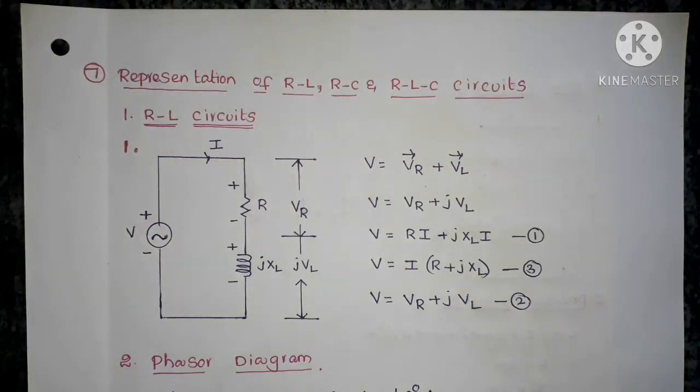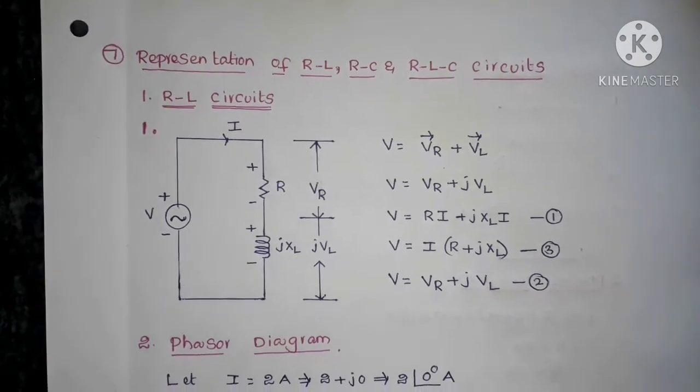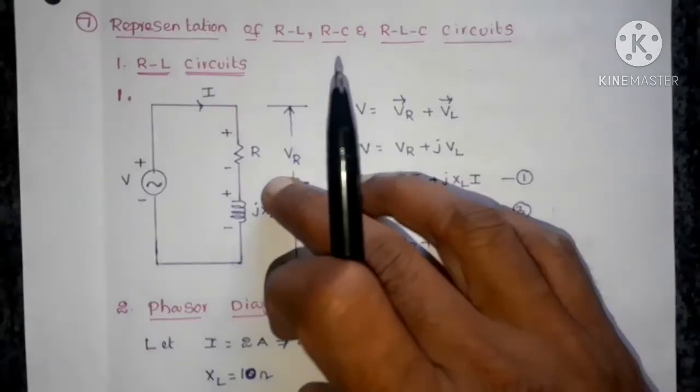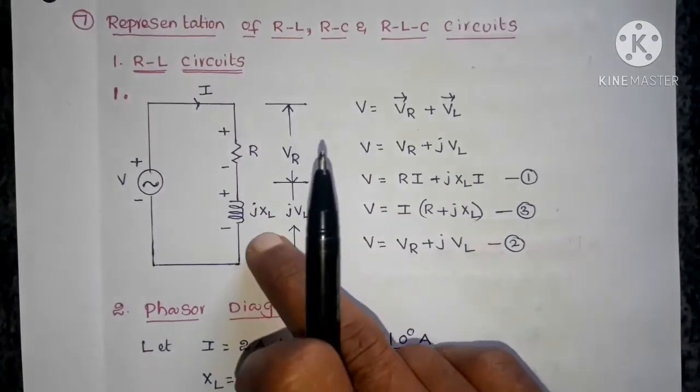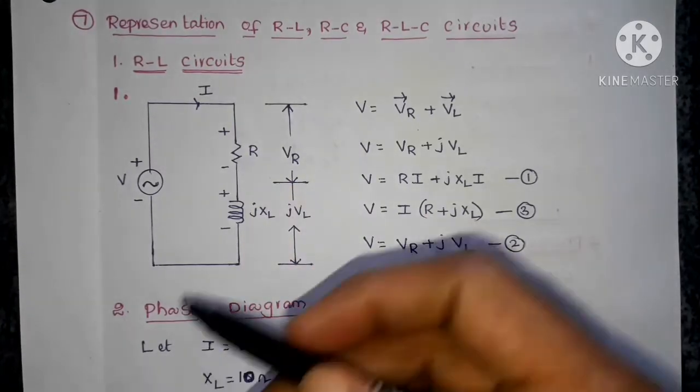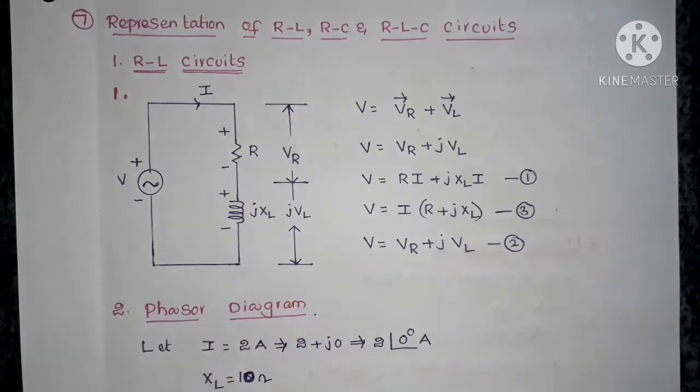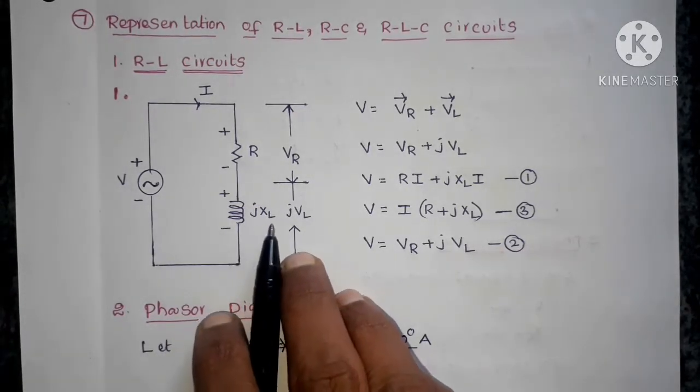Representation of RL, RC and RLC circuits. In this first one, RL circuits. Taking an RL series circuit, so a resistor and inductor connected in series, representing the resistor as R and the inductor with the impedance offered by the inductor, that is jXL.